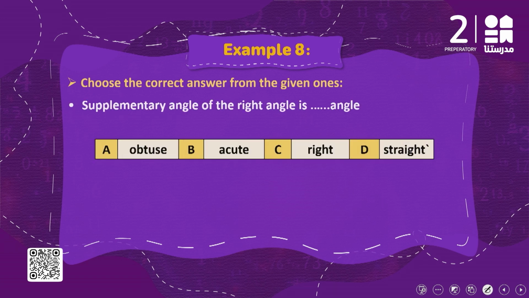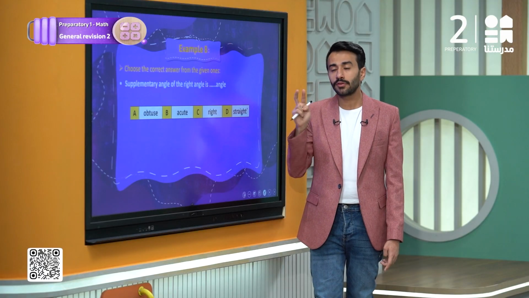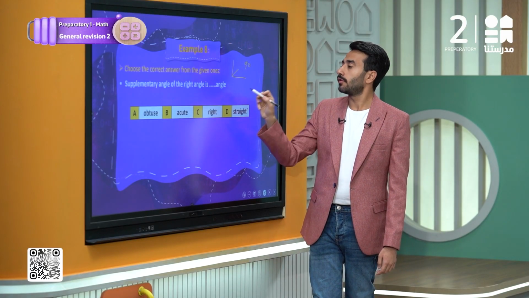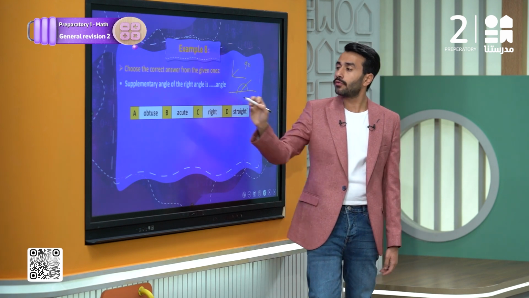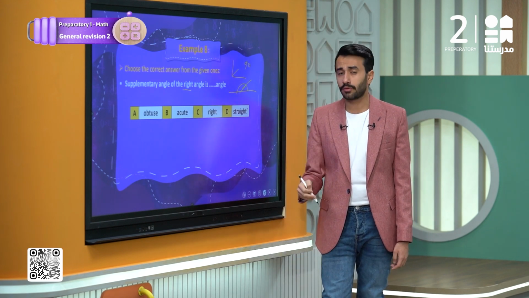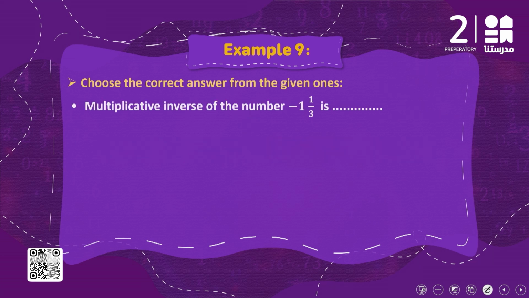Supplementary angle of the right angle is, can you remember supplementary angles? We have two types of pair of angles. Complementary, supplementary. Complementary when you have two angles add up to 90. Supplementary when you have two angles add up to 180. If one of these angles is right, the other angle must be right for sure. This is 90. If you need another one to be 180, you need another 90. So this is the answer, which is right angle.